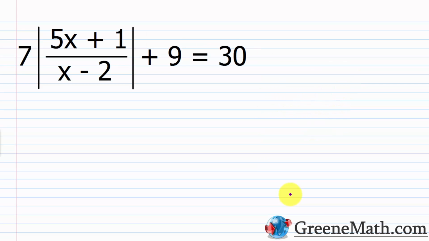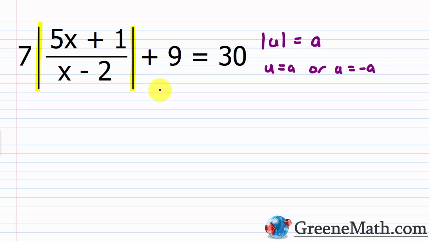All right, let's move on and look at one with a rational expression involved. So here we have 7 times the absolute value of 5x plus 1 over x minus 2, then plus 9, this equals 30. So again, it's the same thing. What we want to do is isolate this absolute value operation, because again, I'm just going to write this rule. The absolute value of u, this algebraic expression u, if that's equal to some positive number a, then u equals a or u equals negative a, okay?